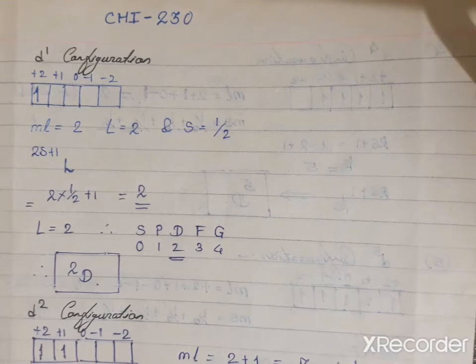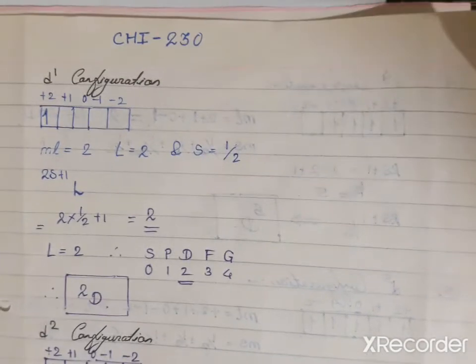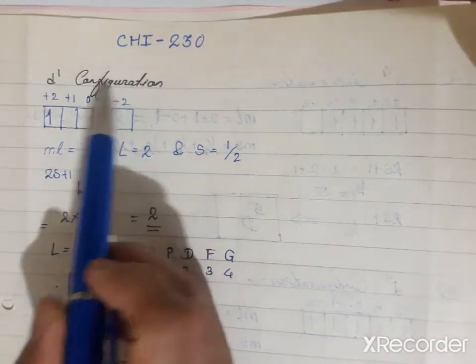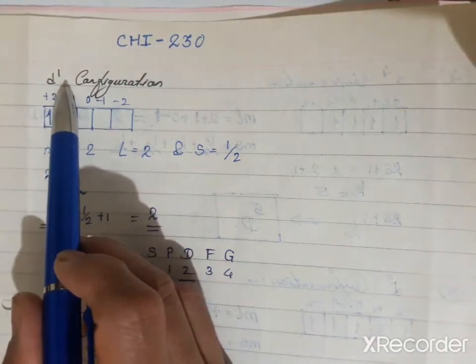For that we will discuss first from D1 configuration to D10 configuration. For D1 configuration, there is only one electron in d orbital.